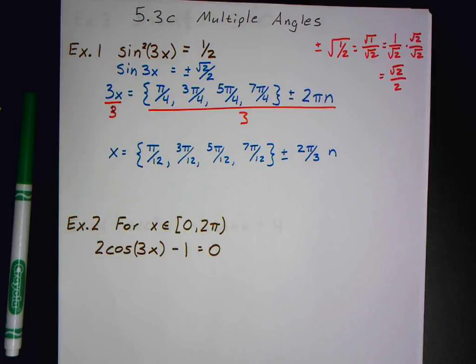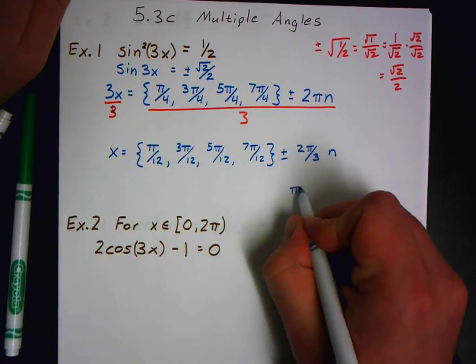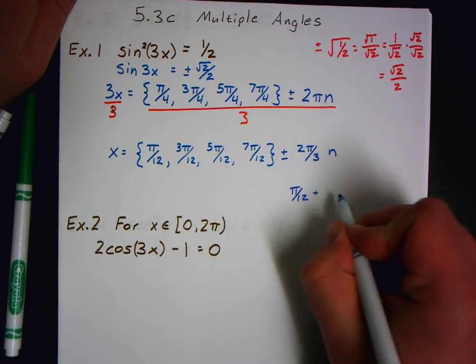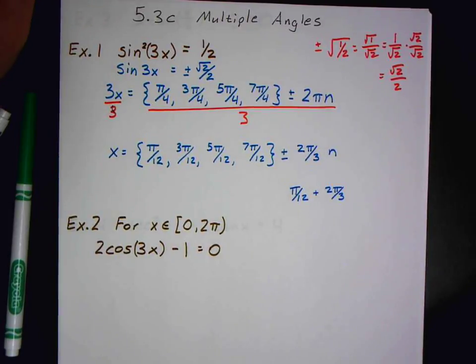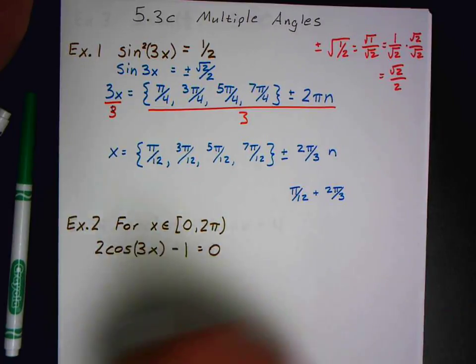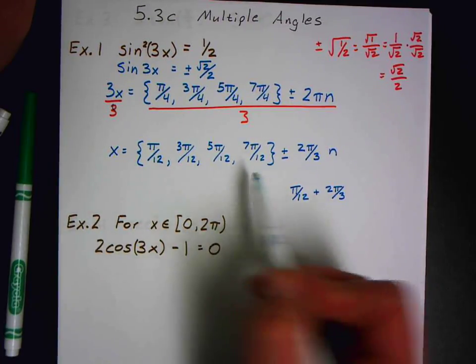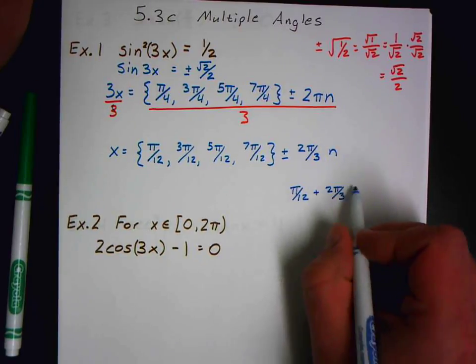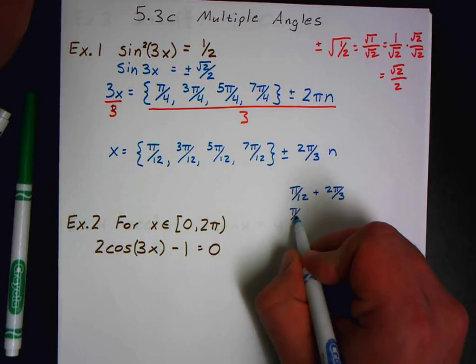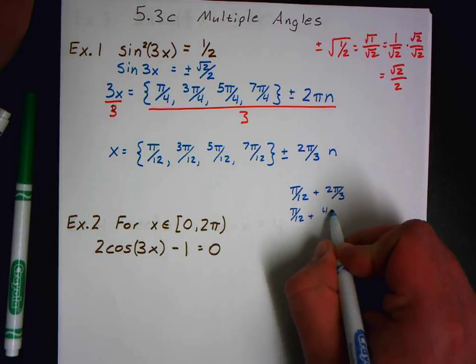So all my solutions are in that set of parentheses. Another solution would be I could take pi over 12 plus 2/3. That would give me another solution. I could take any of these out of there plus 2/3. I could take 2/3 times 2, so that would be 4/3. So I could take pi over 12 plus 4/3. That would give me another solution.